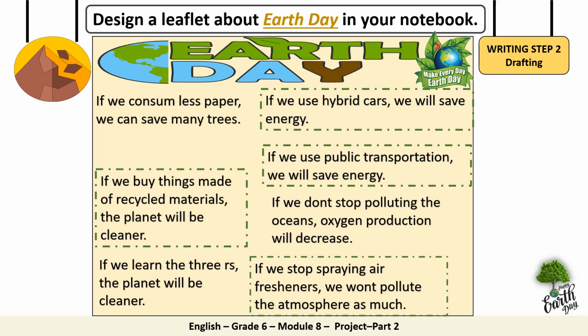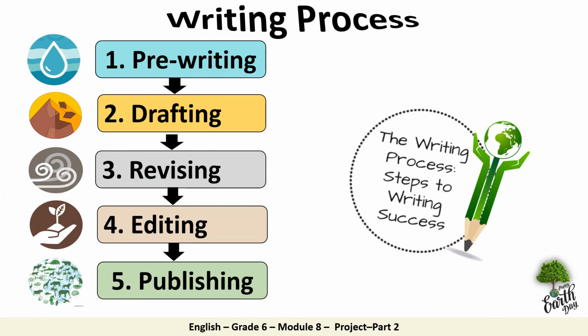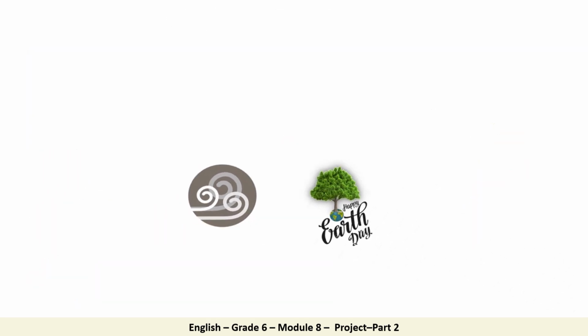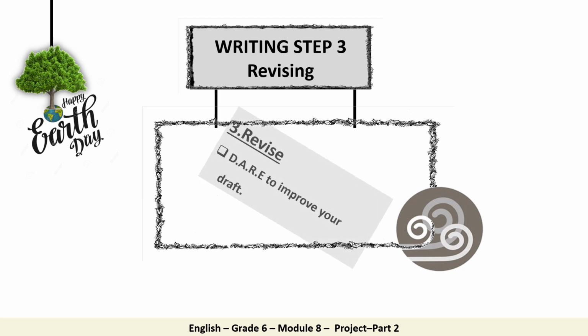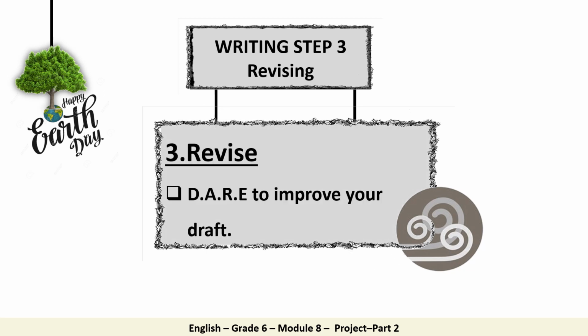If we don't stop polluting the oceans, oxygen production will decrease. If we stop spraying air fresheners, we won't pollute the atmosphere as much. Nice work, everyone. Having finished the drafting, let's move to the next step, which is revising. In this step, you have to read your first draft and make changes to improve it.